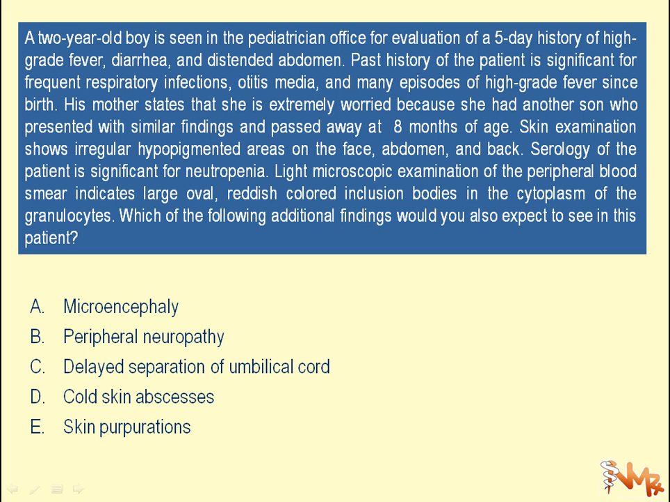Skin examination shows irregular, hypopigmented areas on the face, abdomen, and back. Serology is significant for neutropenia. Light microscopy of the peripheral blood smear shows large, oval, reddish-colored inclusion bodies in the cytoplasm of the granulocytes. Which of the following additional findings would you also expect to see in this patient?